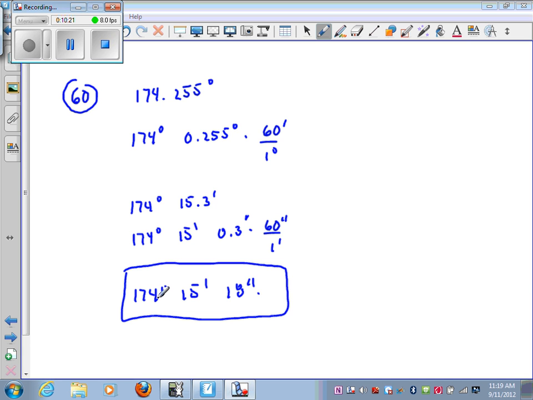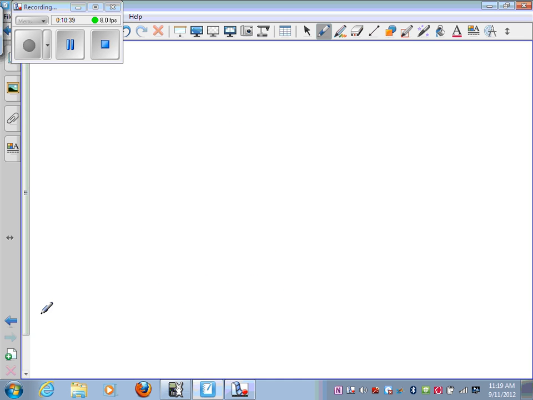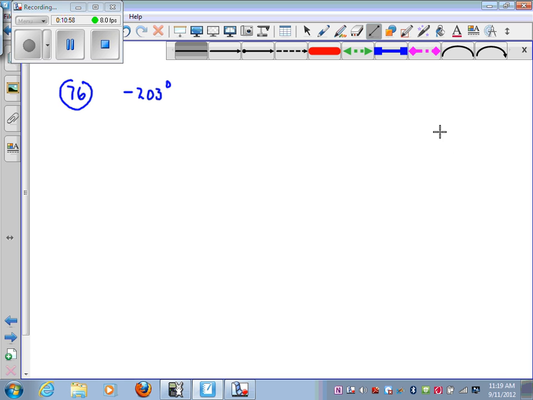All right, the next group of problems says they want the least positive measure, not equal to the given measure, that's coterminal with it. So let's look at 76. And it says minus 203 degrees. So let's try to figure out where this is at.